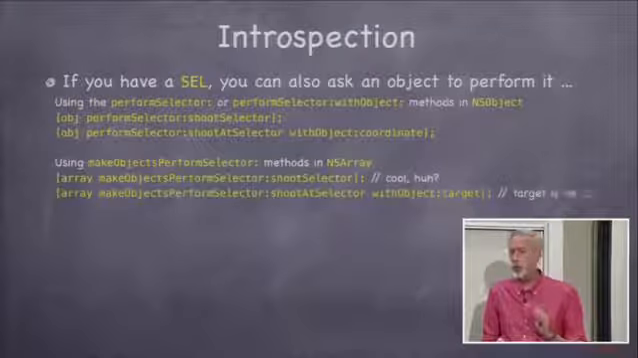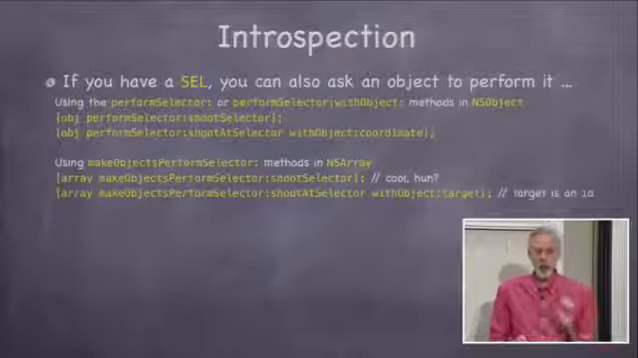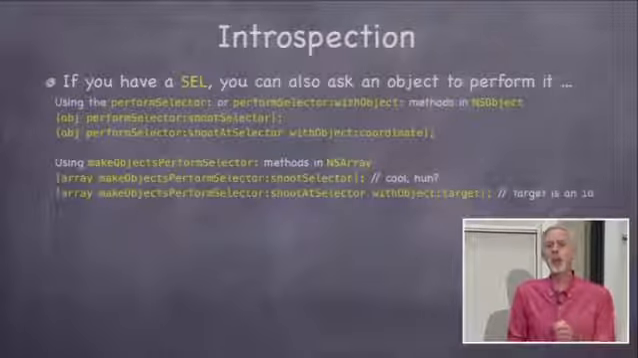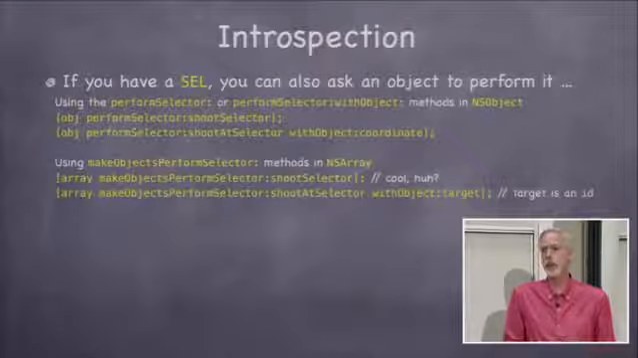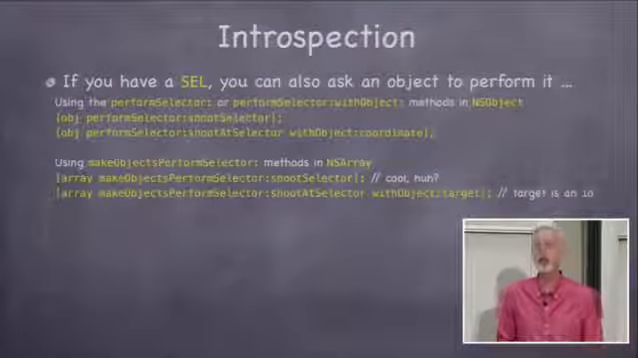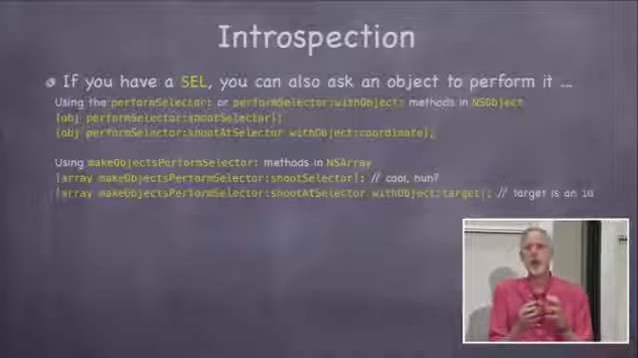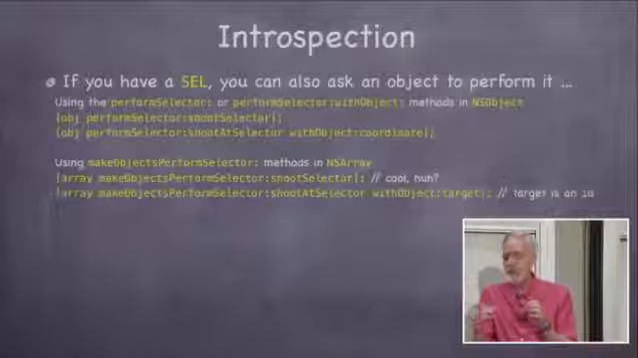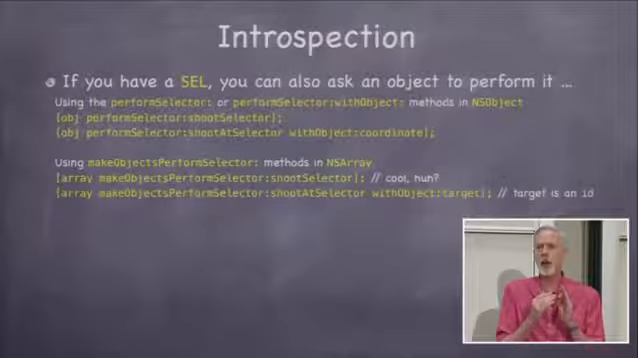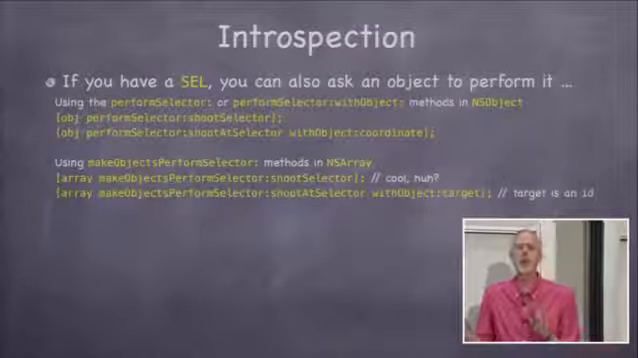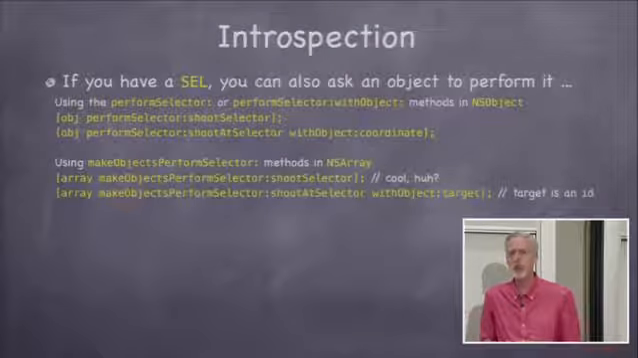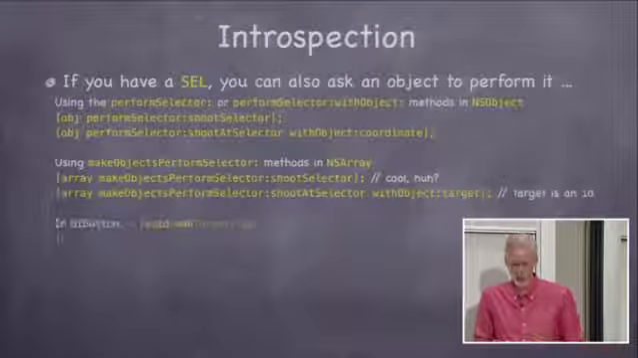You can also do cool things like ask an array, make all the objects in yourself perform this selector. This is a very cool method. And if you get used to using methods like this in array, you'll find your code will shrink down really small because, you know, for loops and things like that you can really zoom down to one-liners. Make objects perform selector, okay, or make objects perform selector with object. So that's an array thing.